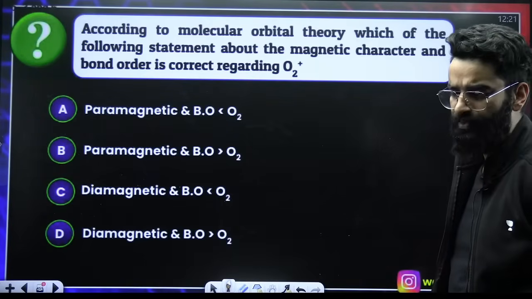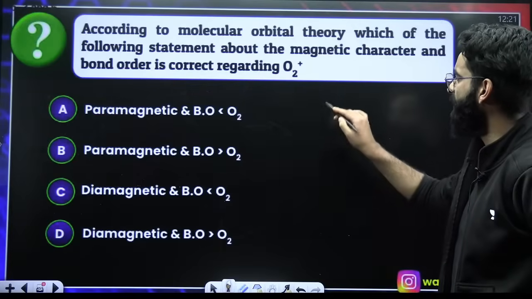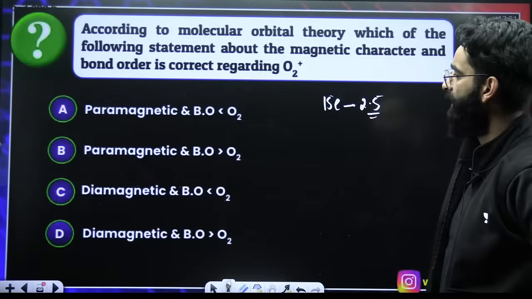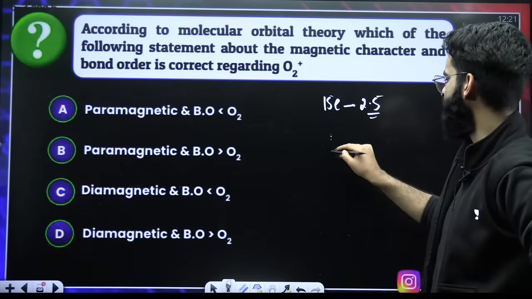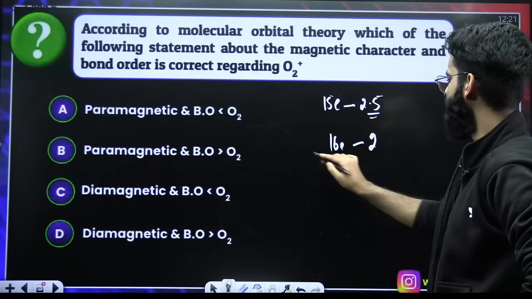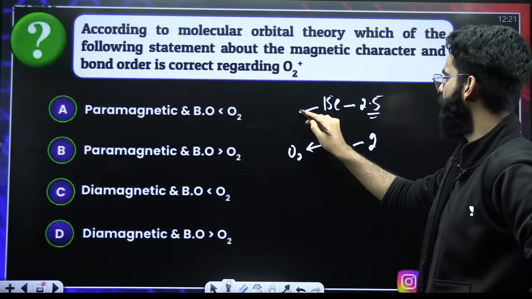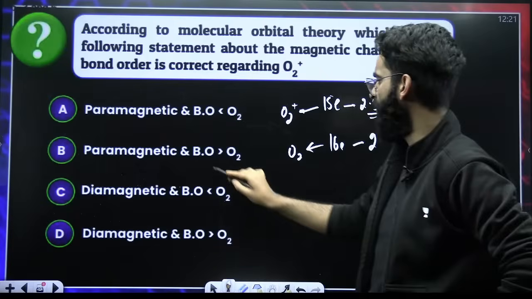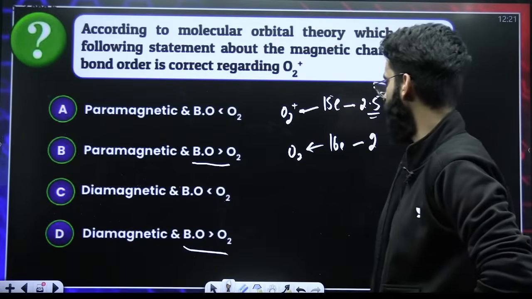We are talking about O2 positive, right? O2 positive is the 15 electron species. 15 electron species have got bond order of 2.5, right? 16 electron species has got bond order of 2. 16 electron species is your O2. This is your O2 positive. So O2 positive has got bond order greater than O2, right?